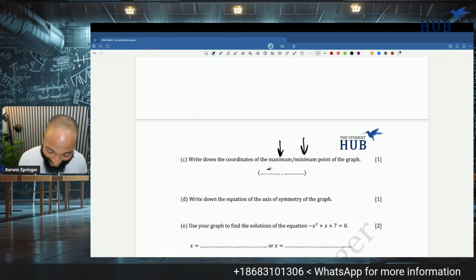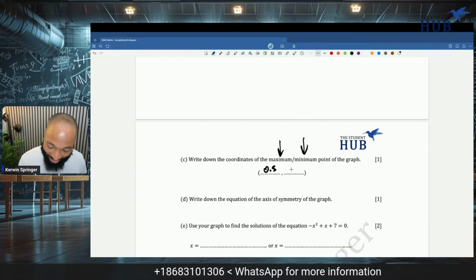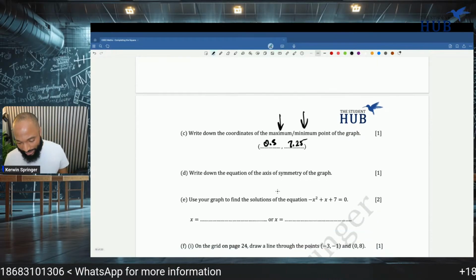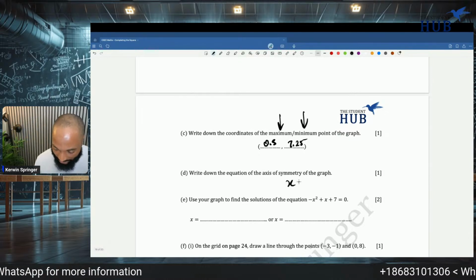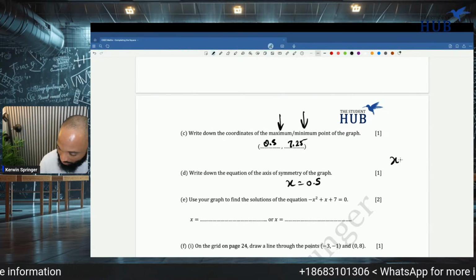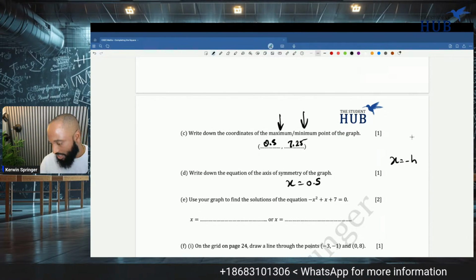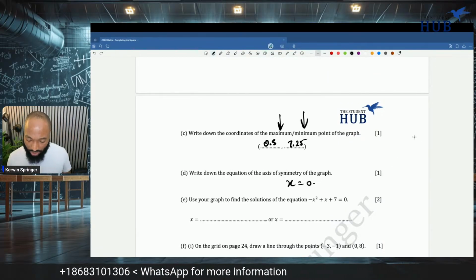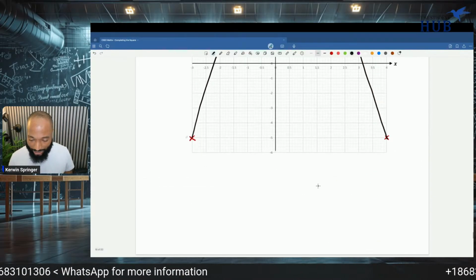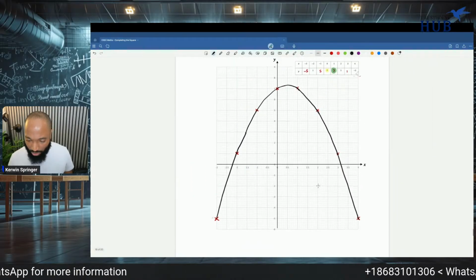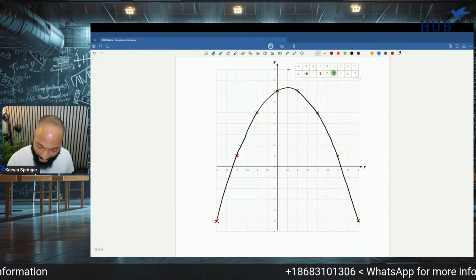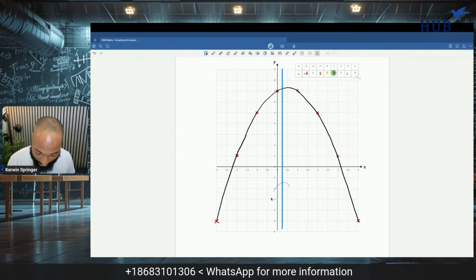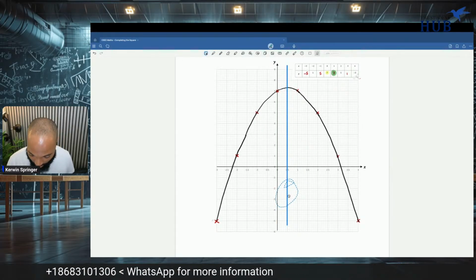So this is 0.5 and this is 7.25. Write down the equation of the axis of symmetry of the graph. x is equal to 0.5, or x is equal to negative h. h was negative 1/2, but you're not really supposed to know h. You're supposed to use the graph. So the axis of symmetry, all the time we're talking about this axis of symmetry thing, that is literally what it means. The line that splits the graph down the symmetry.